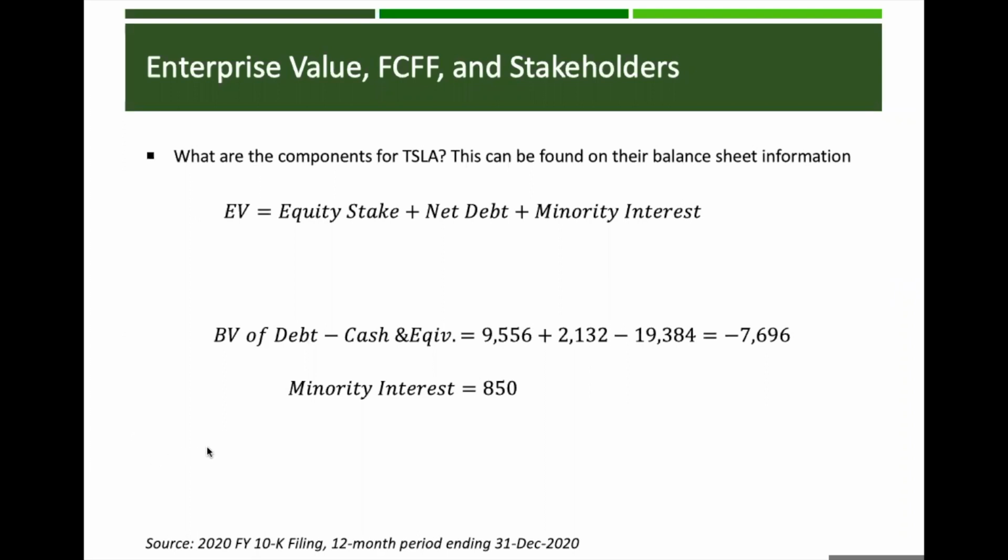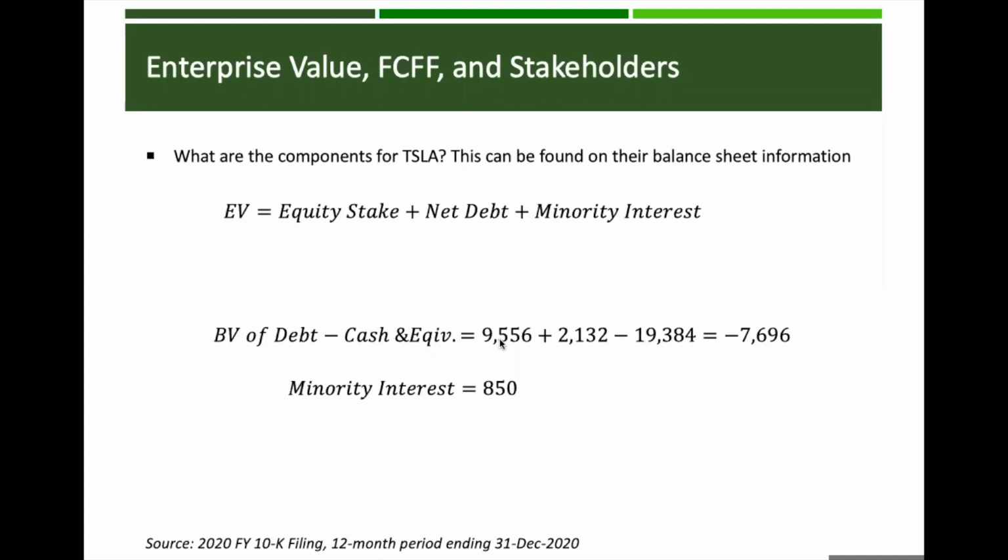And so let's do an example of Tesla, just for fun. And I took this from their 2020 fiscal year 10K filing, their 12-month period ending December 31st of 2020. They have no preferred shares, so I do not have to subtract preferred shares, but they do have book value of debt, and that's listed on their financial statements, and they have cash and equivalents, which, by the way, that has surged in the recent year.